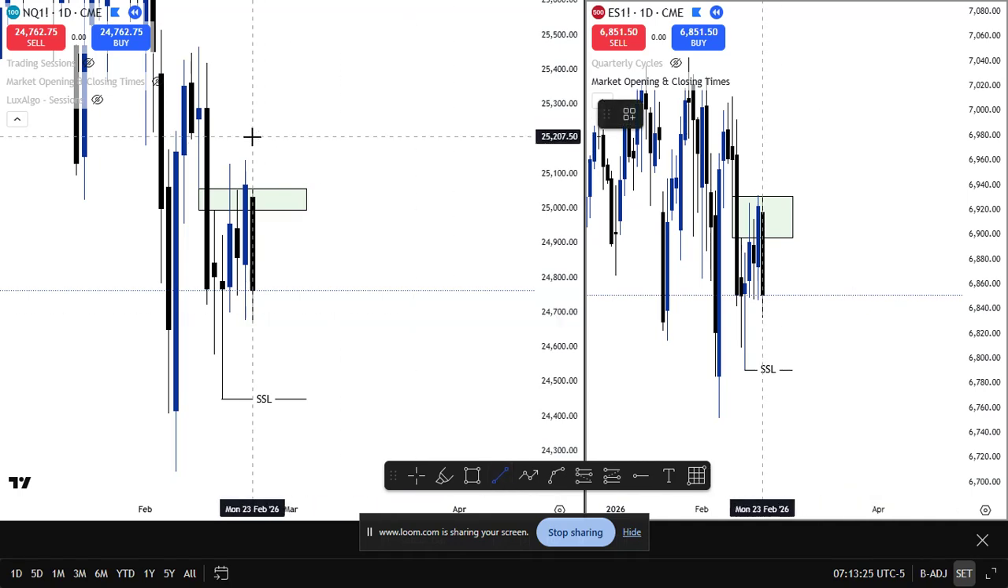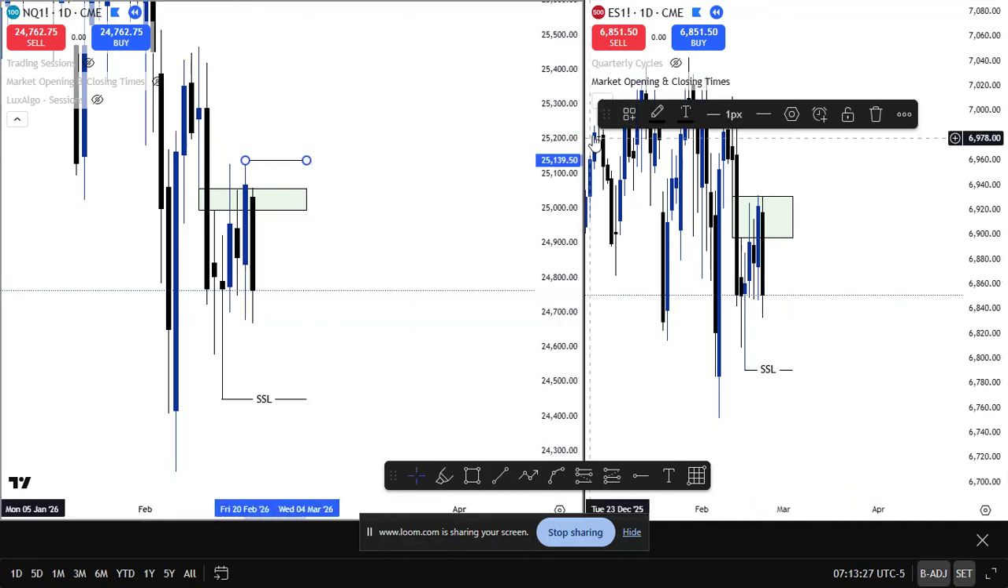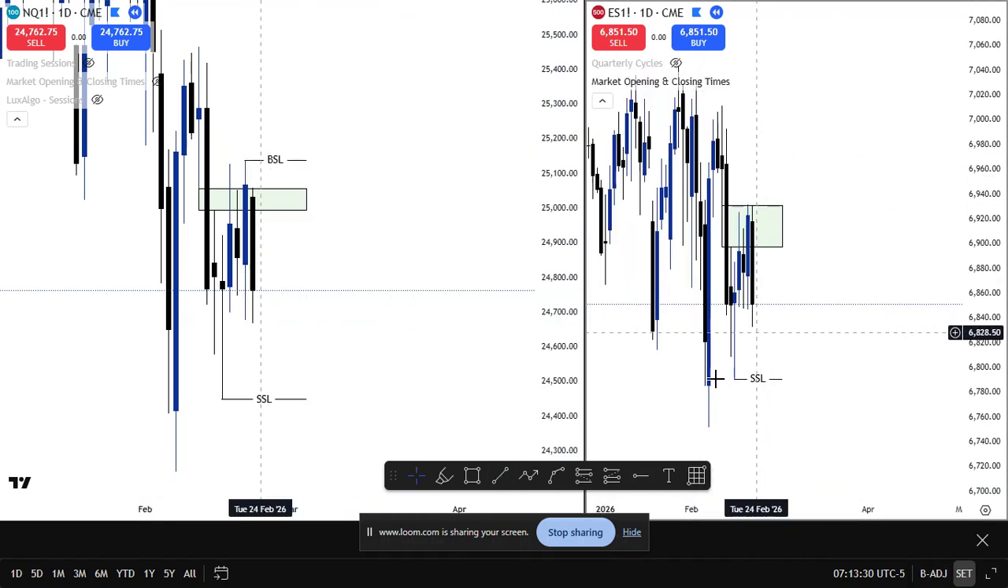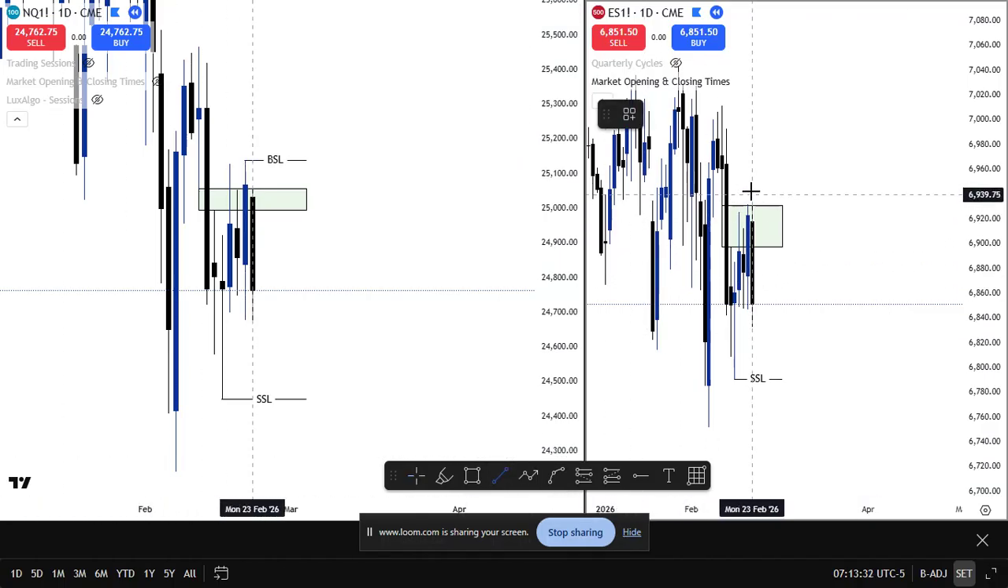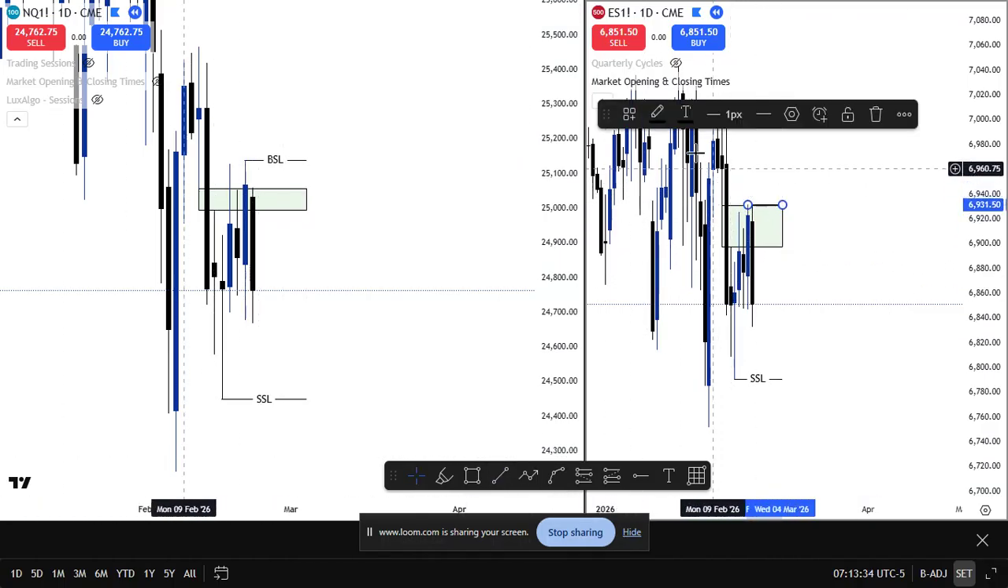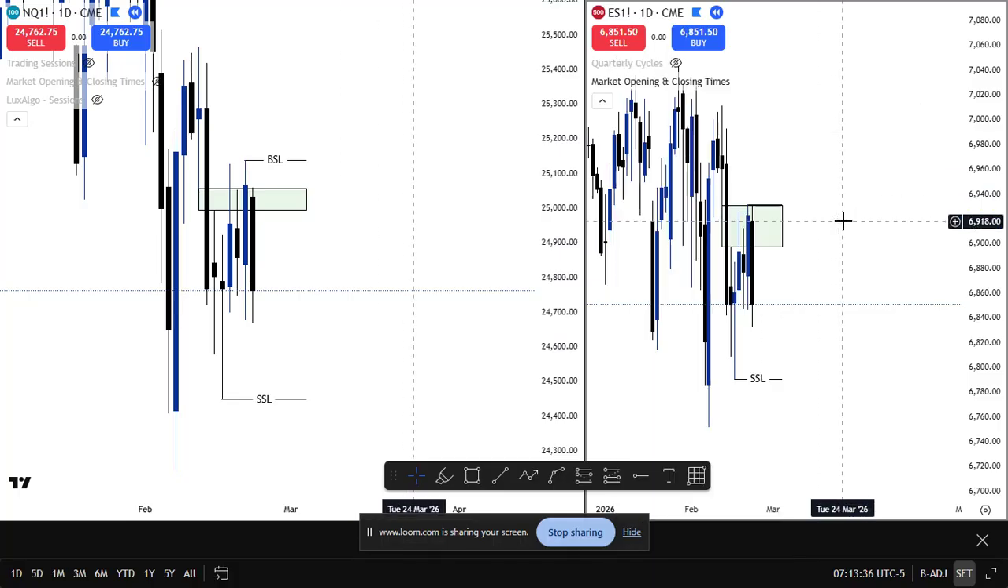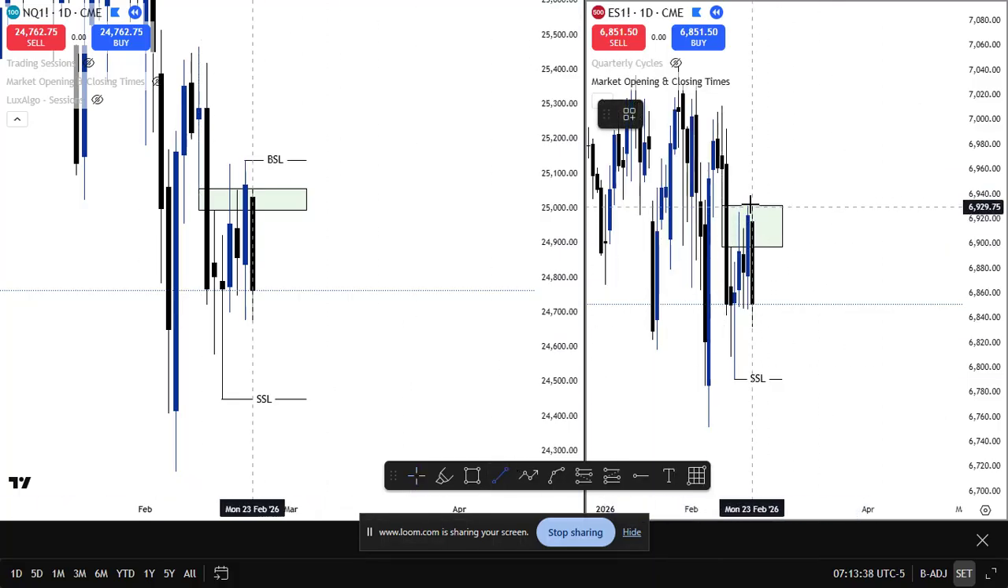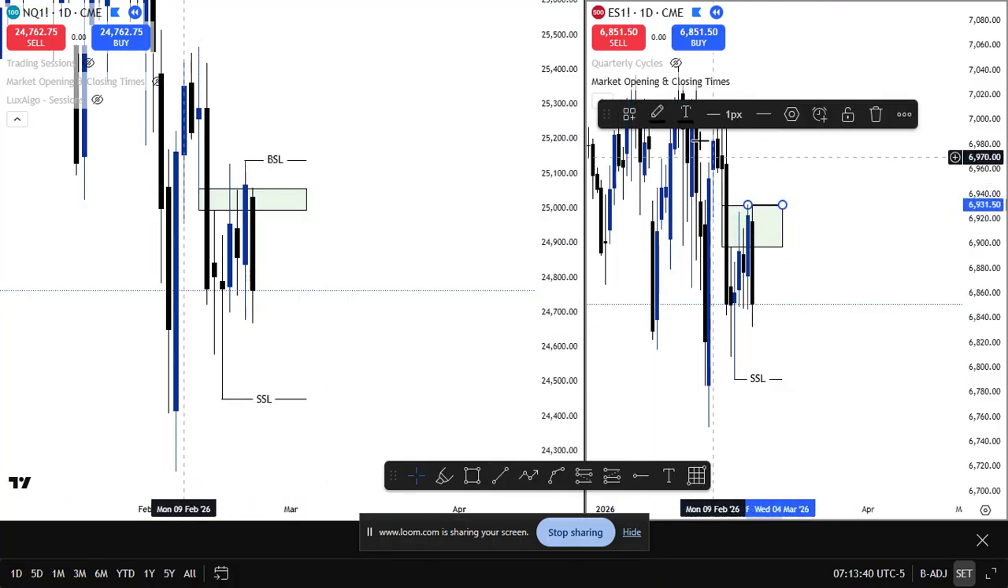Otherwise, I can potentially expect the buy side. I'm also gonna mark this out in case price decides to go higher. In case price will go higher. So here it is. Nice.